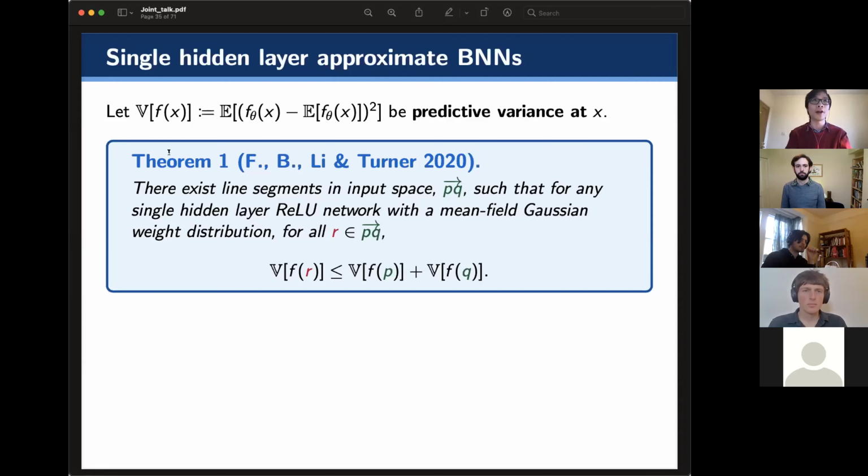And just to clarify, in this section, f of x is going to be the output of the network, and v of f of x is the variance. So you can think of it as the uncertainty, and this is a regression network. So it's a predictive variance.